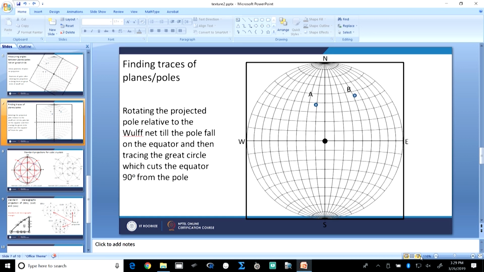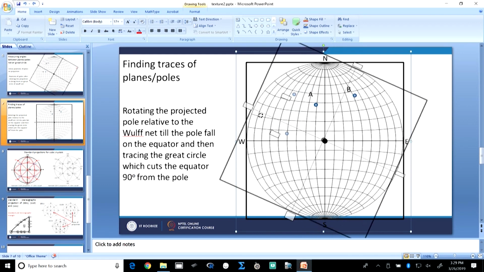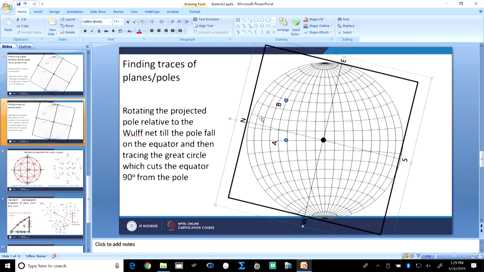Okay. So, I will choose this one and I will rotate it. Basically I want to tell you that this dark one is our equator. I will bring A on that one. So, this is my equatorial line on which I have brought the A. And now I will count the 90 degrees from here.